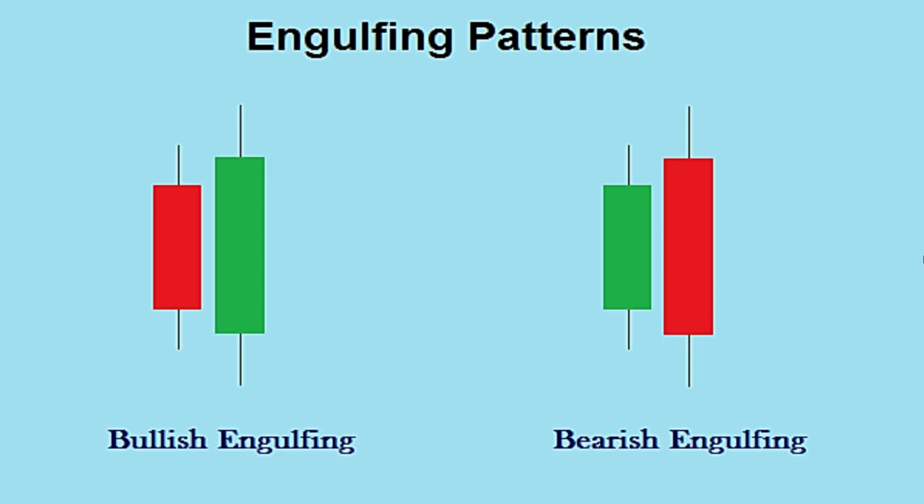The bullish one happens when a bearish candle is immediately followed by a large bullish candle. This second candle is the confirmation candle of the pattern. This means that buyers are getting ready to jump into the market. The bearish engulfing pattern is the opposite.